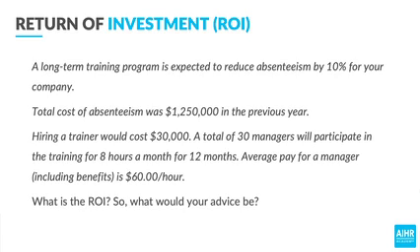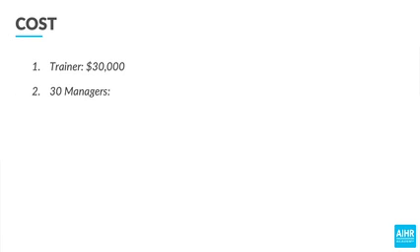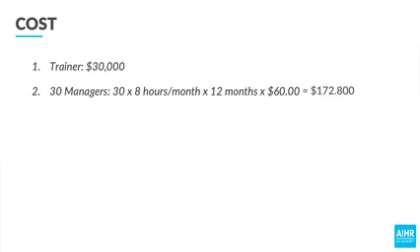Let's first examine the total cost. First of all, we have the trainer, which is a one-time expense of $30,000. We then have the time that 30 managers need to put in. 30 managers times 8 hours a month, times 12 months, times the $60 that they earn including benefits, is $172,800.